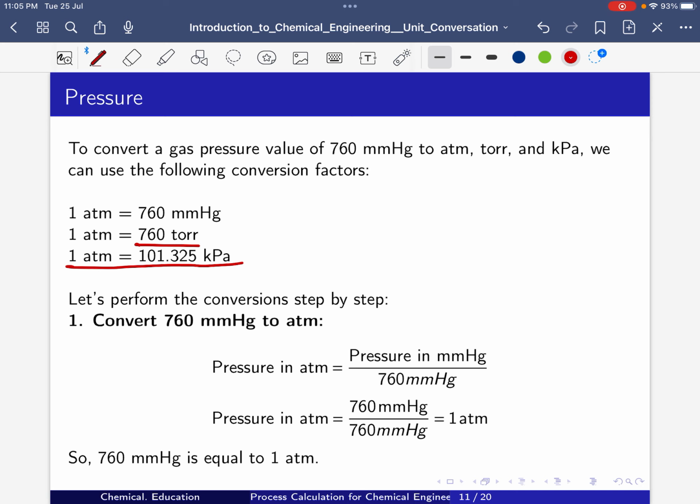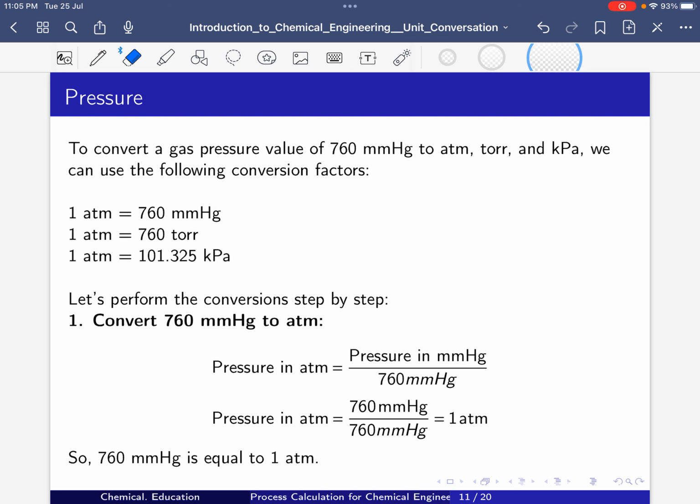So remember this. So that will help to convert from one unit to another unit. So remember 1 atm is equal to 760 mmHg, 1 atm is equal to 760 torr and 1 atm is equal to 101.325 kilopascal. So remember that 1 atm is equal to 101.325 kilopascal.